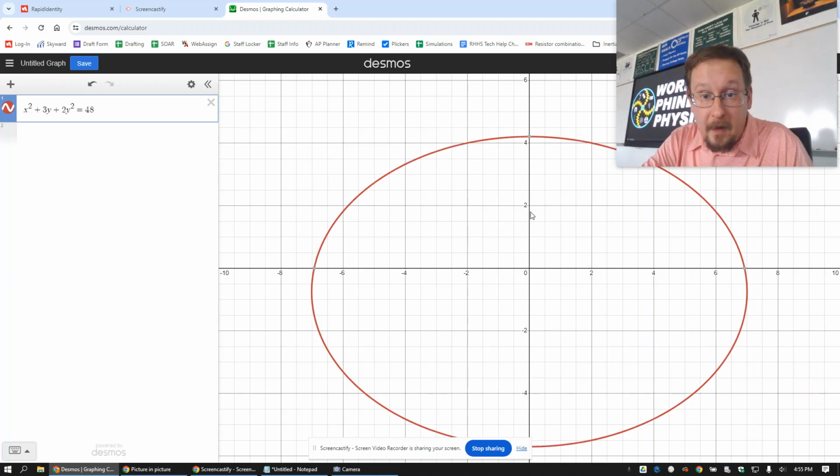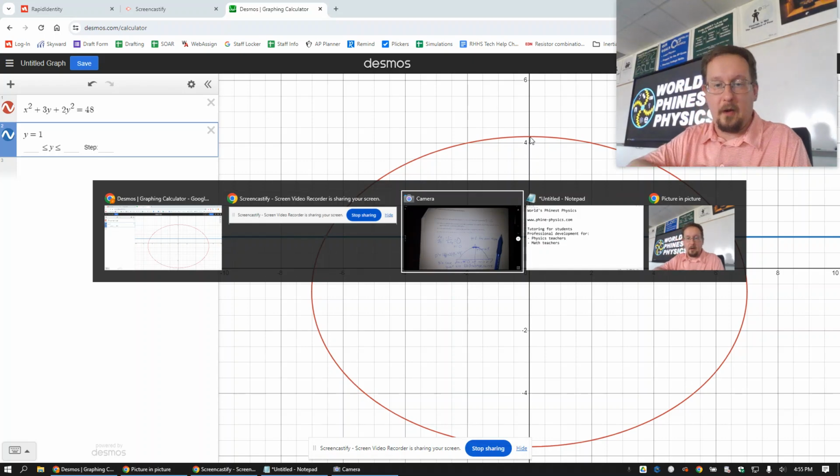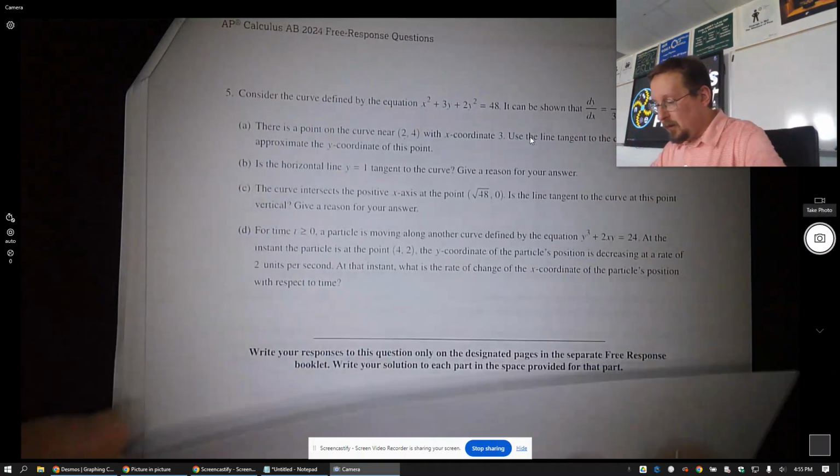Okay. See, y equals 1 is not here. Let me help you out here. Y equals 1 is not a tangent line because this point right here is not 0 comma 1. Okay. So that's the story there. And I'm sticking to it.